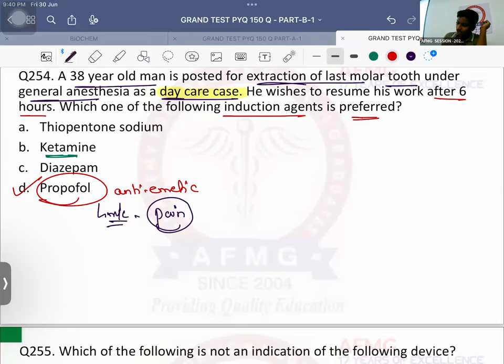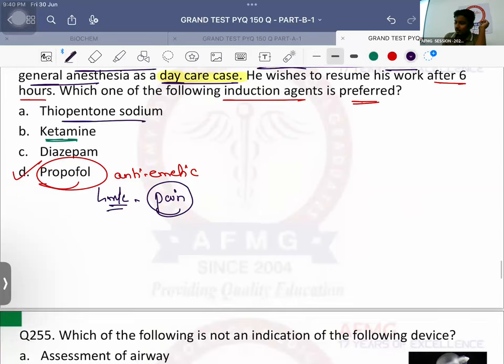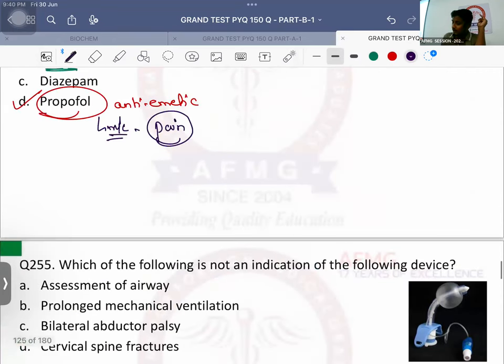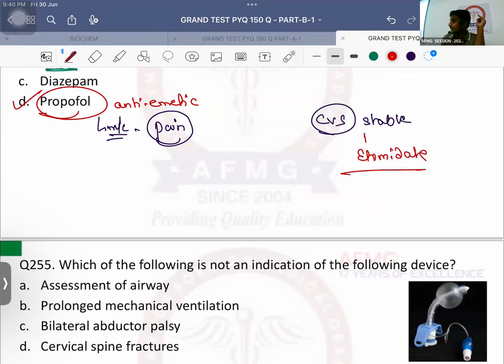That's the reason. Okay, narco analysis ke liye, what we use? Thiopentone sodium. And which is the most cardiovascular stable IV anesthetic agent? Shabash. Etomidate. Previously a question. Etomidate ka side effect. Again a question.